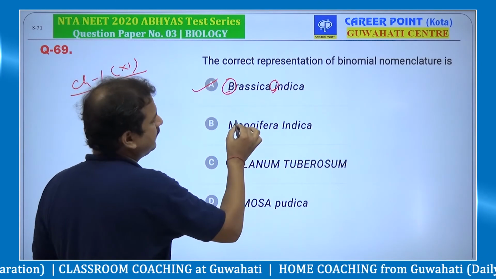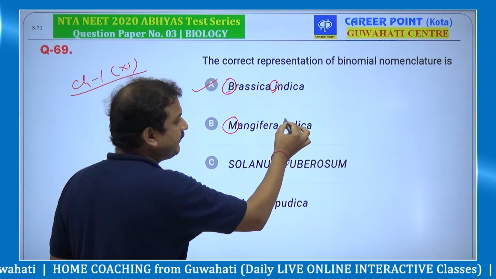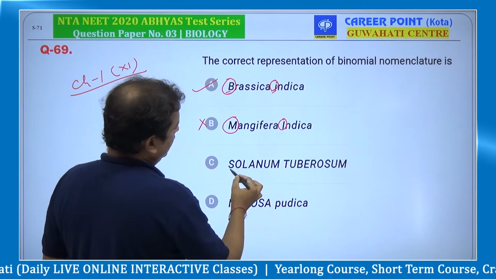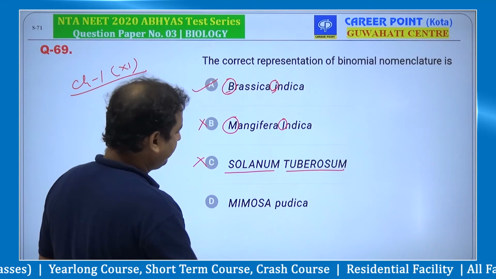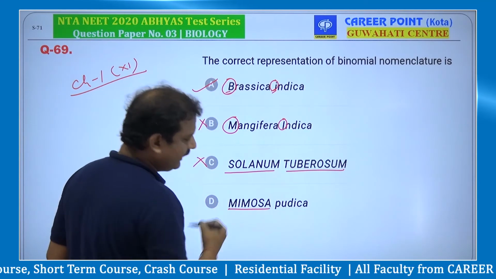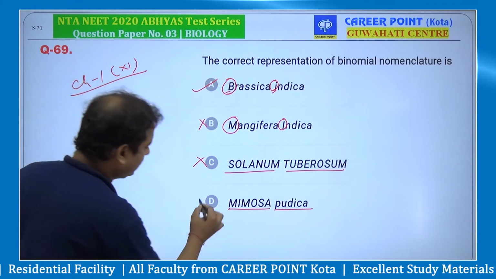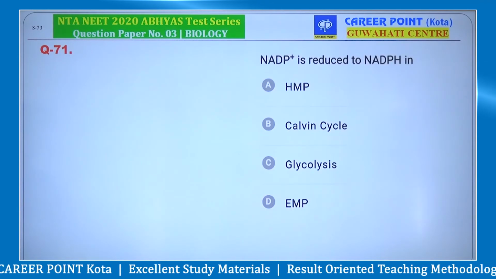Mangifera indica, the generic name starts with a capital, but the specific epithet is also capitalized, so it is not correct. Here both words are in capital letters, so it is also incorrect. Here the generic name as a whole is in capital letters and the specific epithet is in small letters, so it is also incorrect. So here the answer is A. Next question.